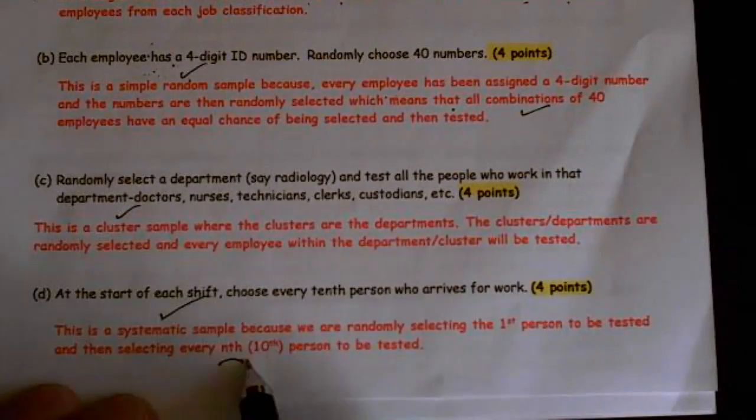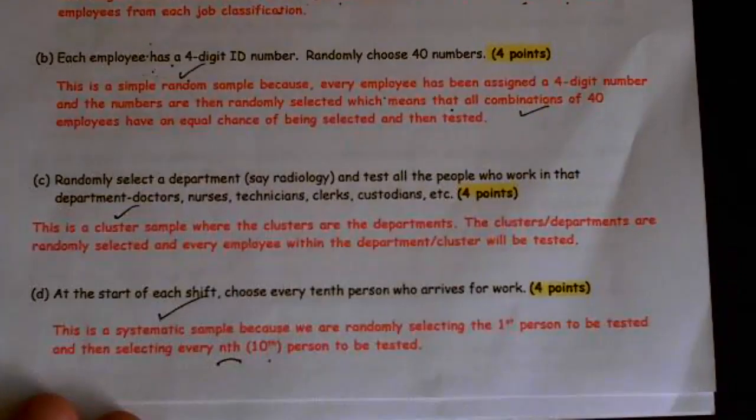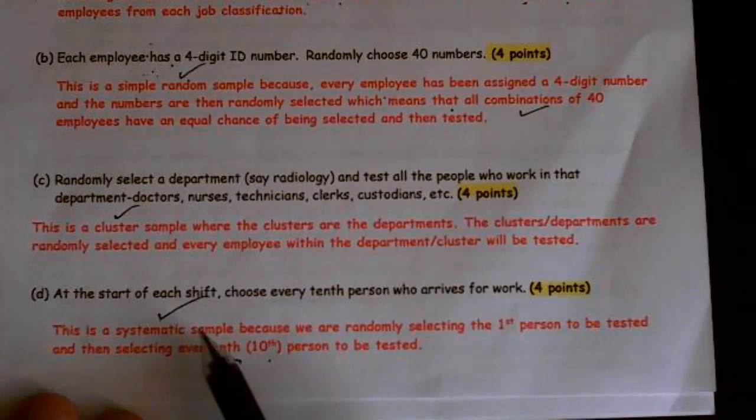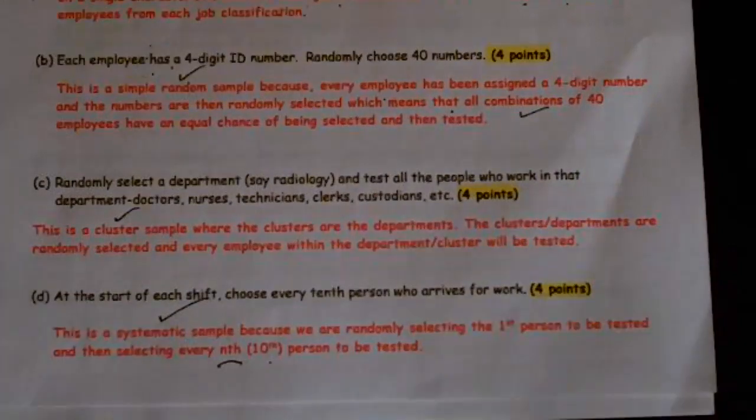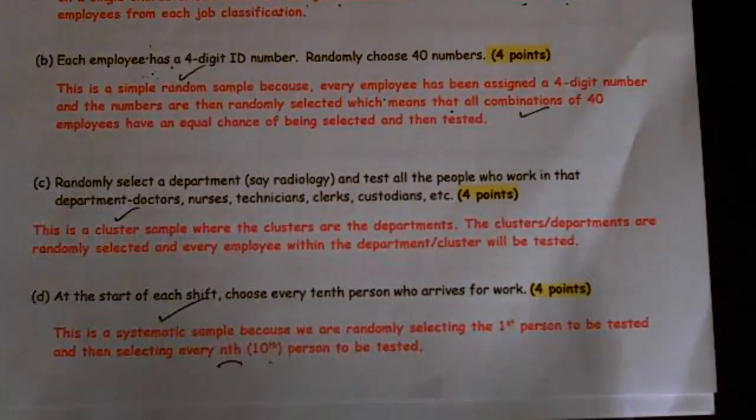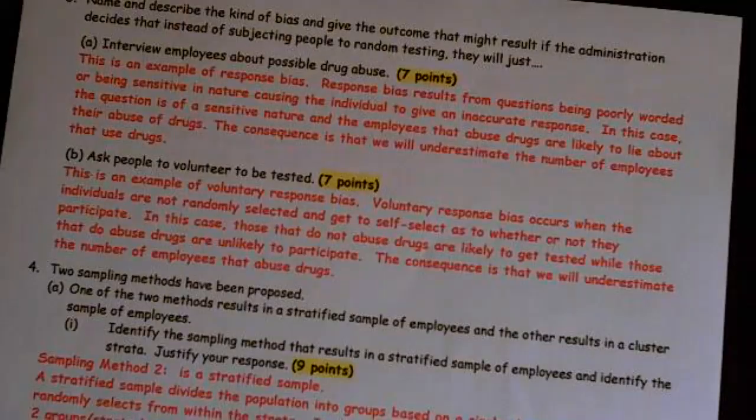Now, I was looking for nth, but if you said we're selecting every 10th person, that also received full credit. But once again, you had to have named it correctly, which almost everybody did. Some people missed this one. And then you had to say, hey, we're selecting every nth one after having randomly selected the first one.